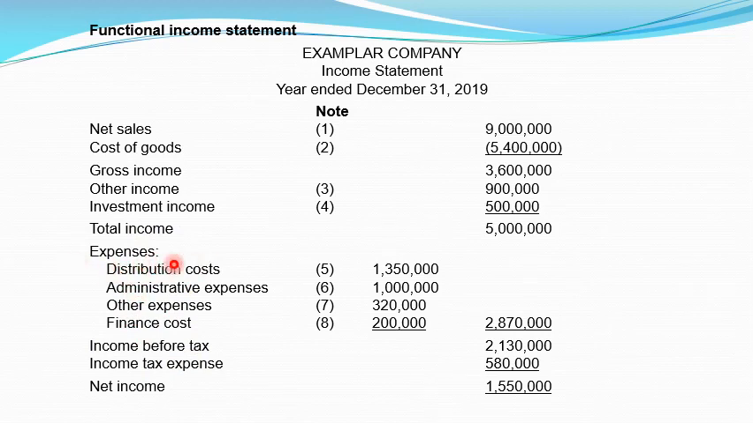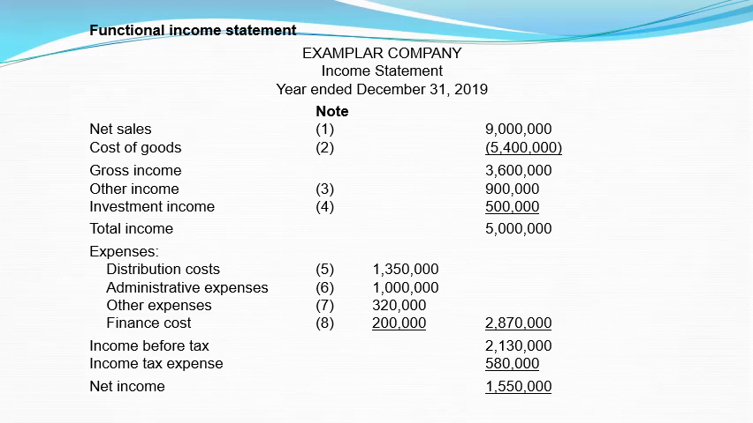Ano itong distribution cost? Ang dami nito. Ano ba to? Advertising expense ba to? Freight out ba to? So, hindi nakita doon sa income statement yung nature nila. Nakita, nandito sa notes to financial statements. So, eto, yung distribution cost, naka-disaggregate yan, or yung breakdown niya, nasa notes to financial statements. So, yung nature nakikita sa notes to financial statements. Yan yung sa functional income statement.